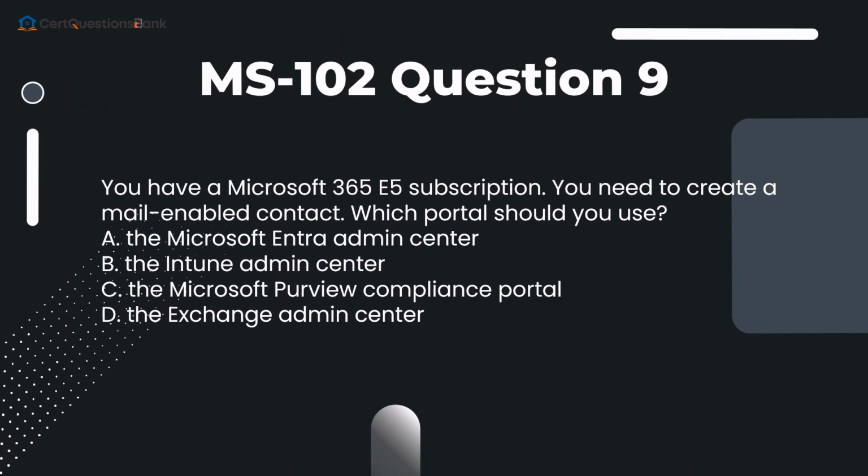You have a Microsoft 365 E5 subscription. You need to create a mail-enabled contact. Which portal should you use? A. The Microsoft Entra Admin Center. B. The Intune Admin Center. C. The Microsoft Purview Compliance Portal. D. The Exchange Admin Center.